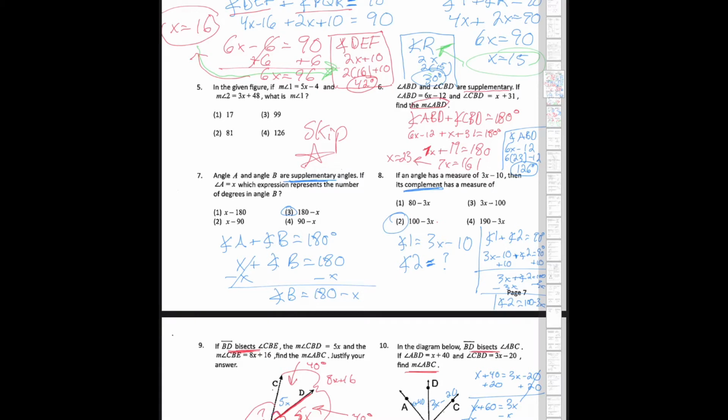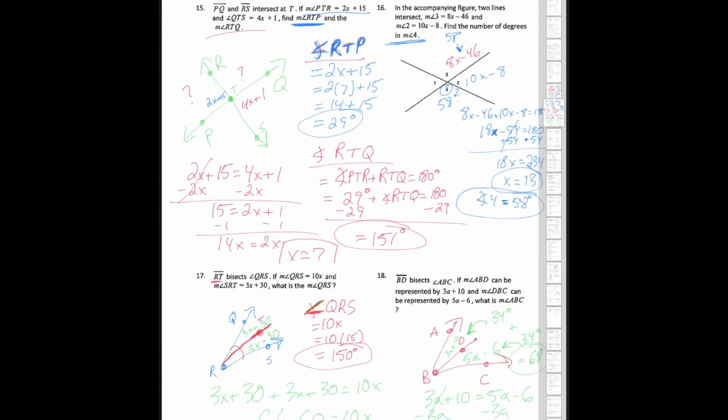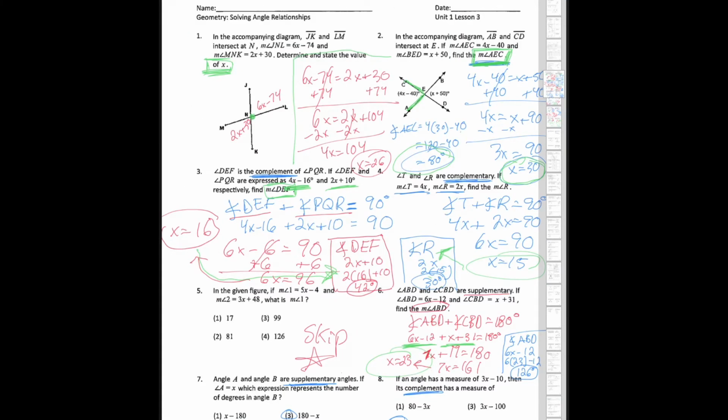So if angle ABD is 6x minus 12 and CBD is x plus 31, first thing we do to solve for the missing variable x is add them. So we added 6x minus 12 and x plus 31 and set it equal to 180 degrees because it's supplementary. When we do that and solve, we get x is equal to 23. Then we plug back in to angle ABD, and that gives us 6x minus 12. So 6 times 23 minus 12 is 126 degrees as labeled down here.